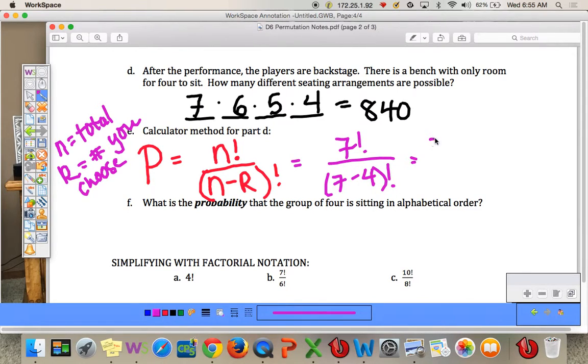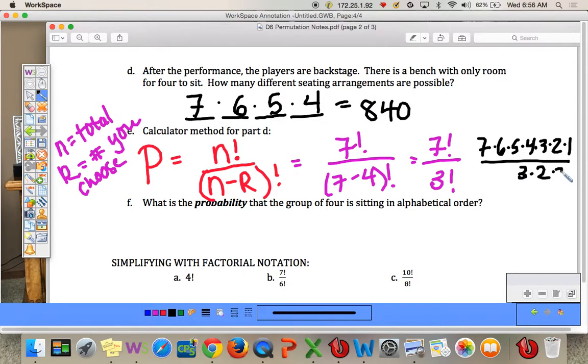What does this mean? 7 factorial over 7 minus 4, which is 3, so 3 factorial. Let's write out what this means. It means 7 times 6 times 5 times 4 times 3 times 2 times 1 over 3 times 2 times 1. And we have a bunch of factors here that are the same. A 3 divided by 3 is 1. A 2 divided by 2 is 1. A 1 divided by 1 is 1. And so we have 7 times 6 times 5 times 4, which gives us this right here.